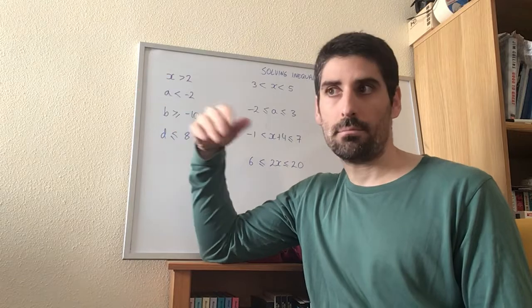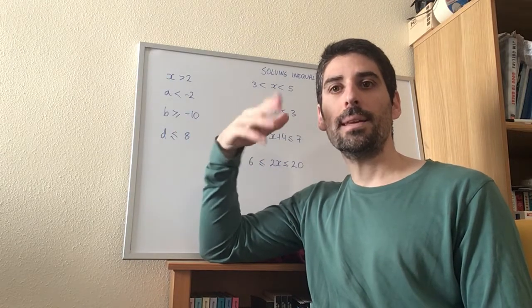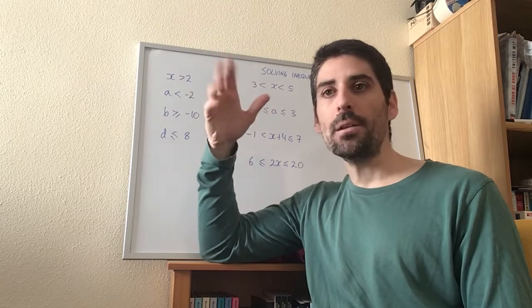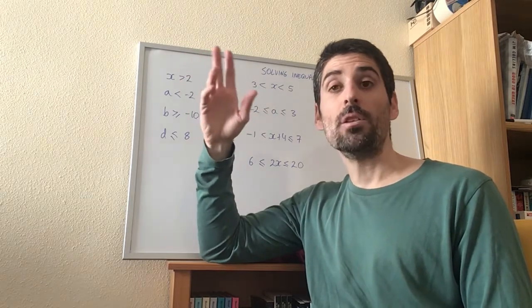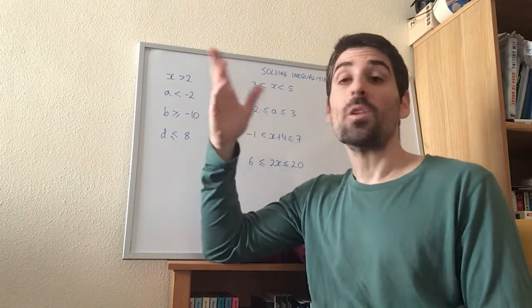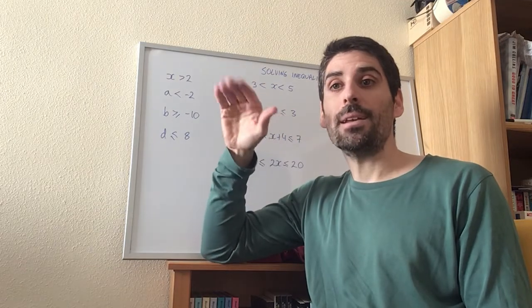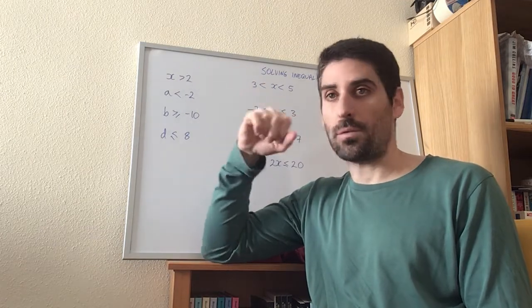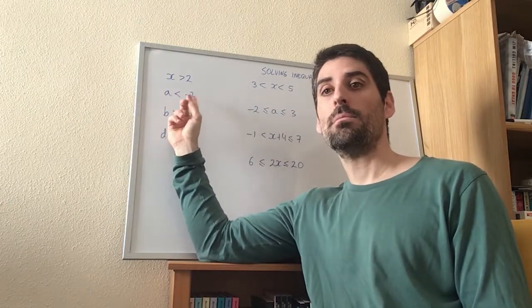Now, what value is it then, greater than 2? Well, it is any value so long as it is greater than 2. It could be 3, it could be 4, it could be 39, it could be 1,024, or it could be 2.5. So it's any value that is strictly greater than 2.